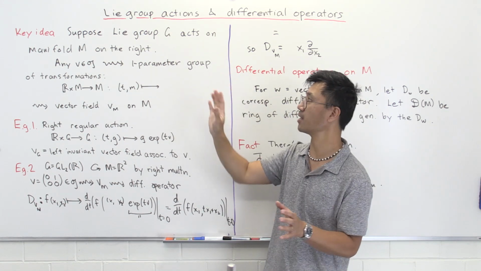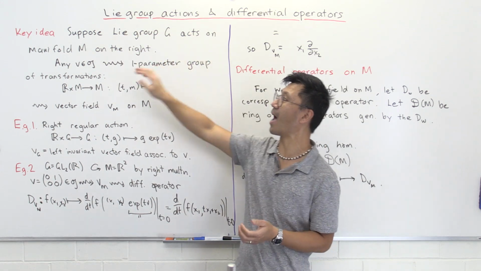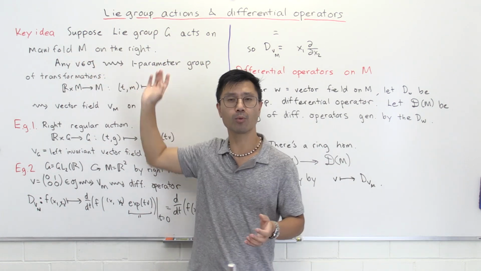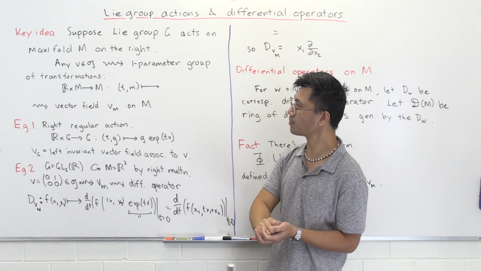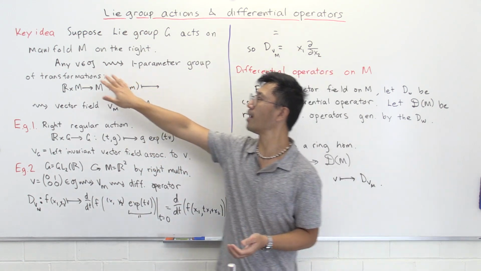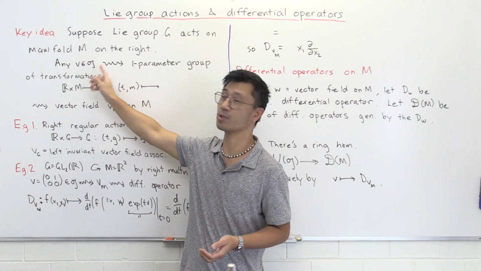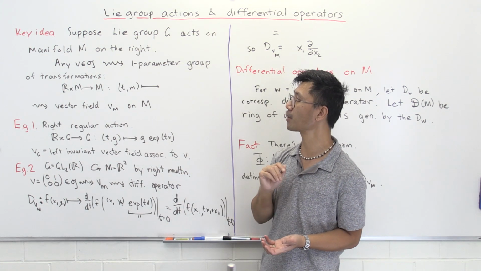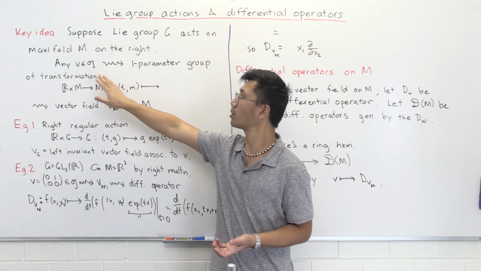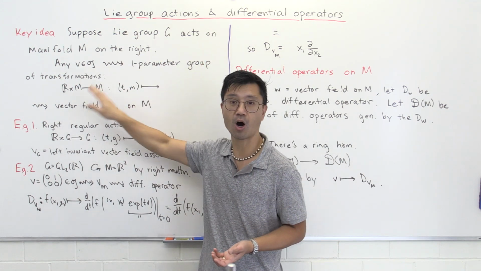So what's the key idea? Let's set our notation. G will be my Lie group, and we're going to assume that it acts on a manifold M, and we'll assume actually the action is on the right. That's probably the easier way to do things. Let's start now with an element V, which is in my Lie algebra g. Remember, that's just the tangent space to the Lie group at the identity. And what this will do is give me a one-parameter group of transformations on M.